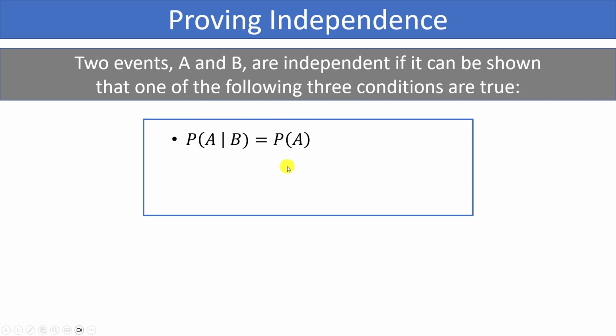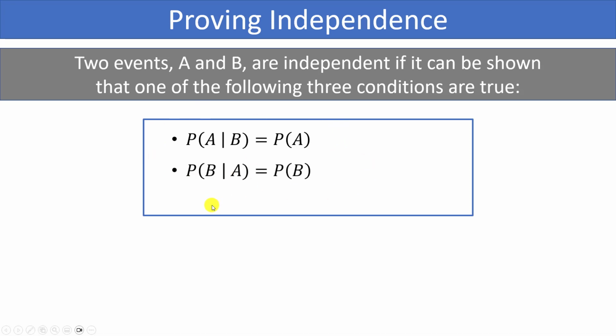And this makes a lot of sense if you understand the notation. This first part is saying, what is the chance that event A happens if we know that event B is going to happen? Well, if that's the same thing as the general probability of A, then that's kind of like saying, well, event B didn't really have any impact. The chance of A happening is the same if we know that B is going to happen as if we don't know if B is going to happen. So that's one way. If you can show this is the case, then those two events are independent.